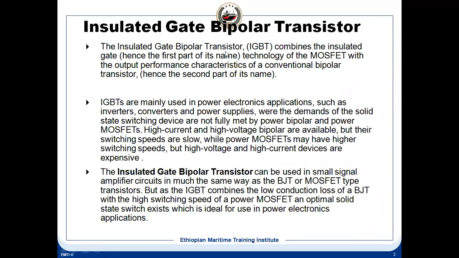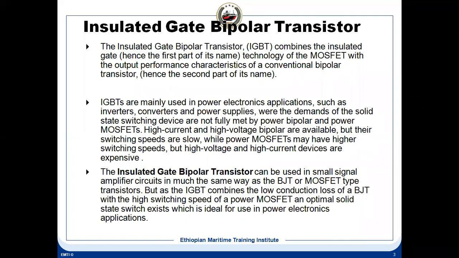So what is an IGBT? IGBT, the full form, stands for insulated gate bipolar transistor. Basically it's a combination of a BJT and a MOSFET. You know what a BJT is, which we covered in the transistor class. BJT is a bipolar junction transistor, and MOSFET is a metal oxide semiconductor field effect transistor. When both of them combine, it becomes an IGBT.